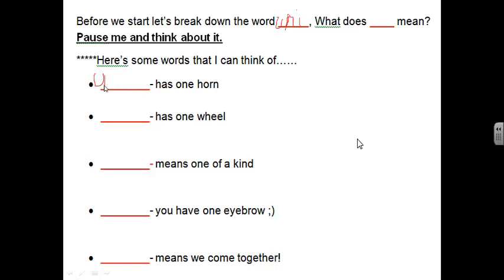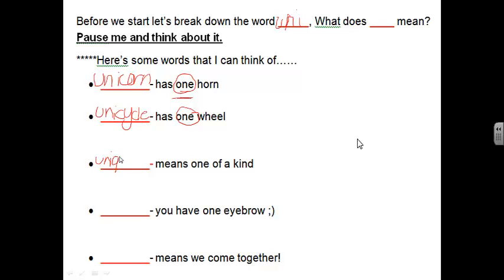What about unicorn? Unicorn means they have how many horns? One horn. So when I think about uni, I think about one. What's another word? What has one wheel? Unicycle. If you've ever seen a unicycle, you know that it has one wheel. What means one of a kind? Unique.